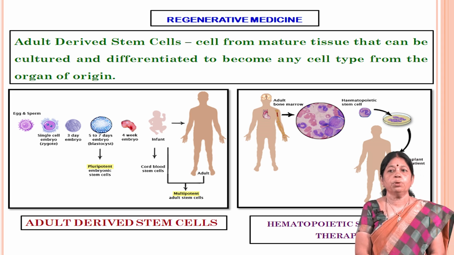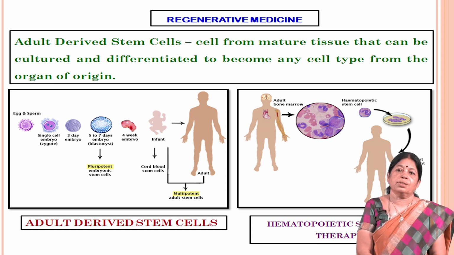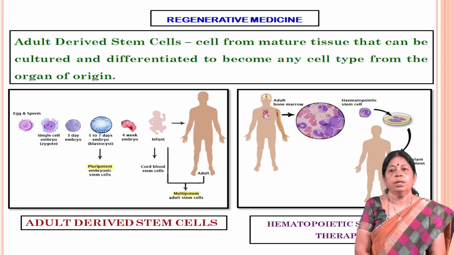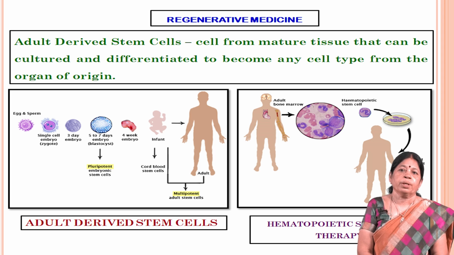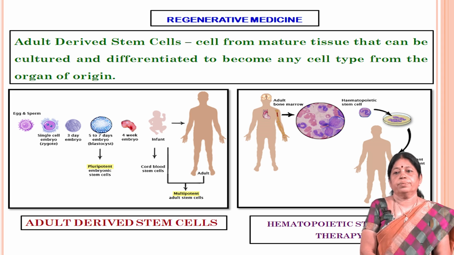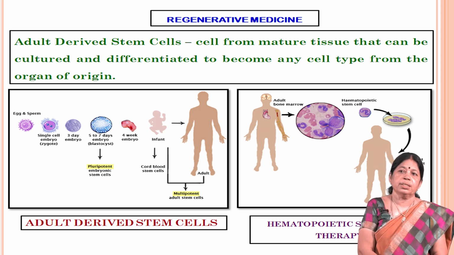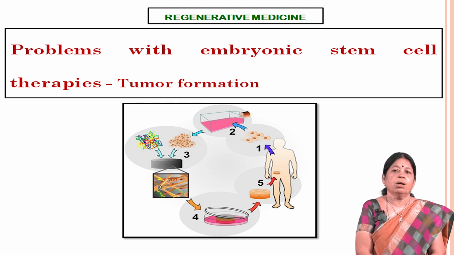They are said to be the hemopoietic organ, and the production of the erythrocyte is said to be hemopoiesis or erythropoiesis. So the adult derived stem cells can be differentiated to become any type of cell from the organ of origin. So hemopoietic stem cell therapy can be done for various diseases. The problem with embryonic stem cell therapy is that there may be a cure for tumor formation, because they are the suppressor of the oncogenes.